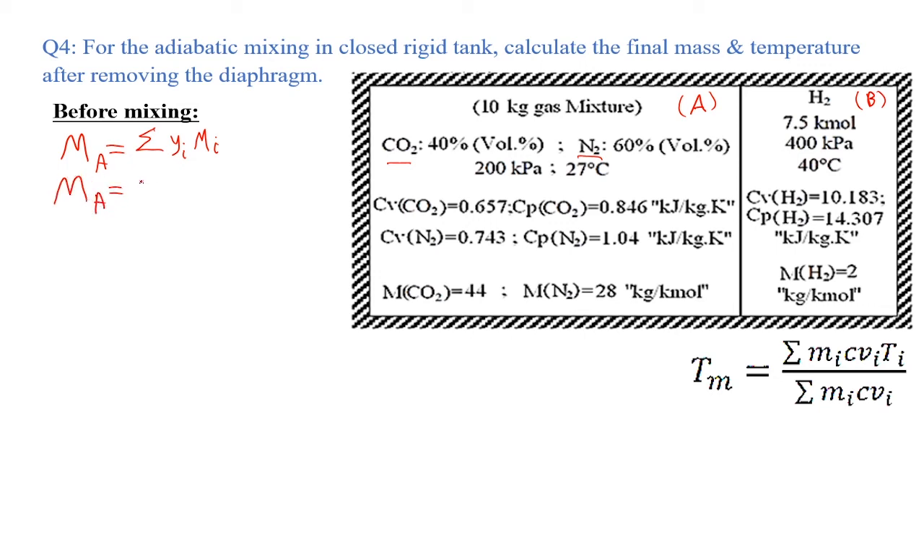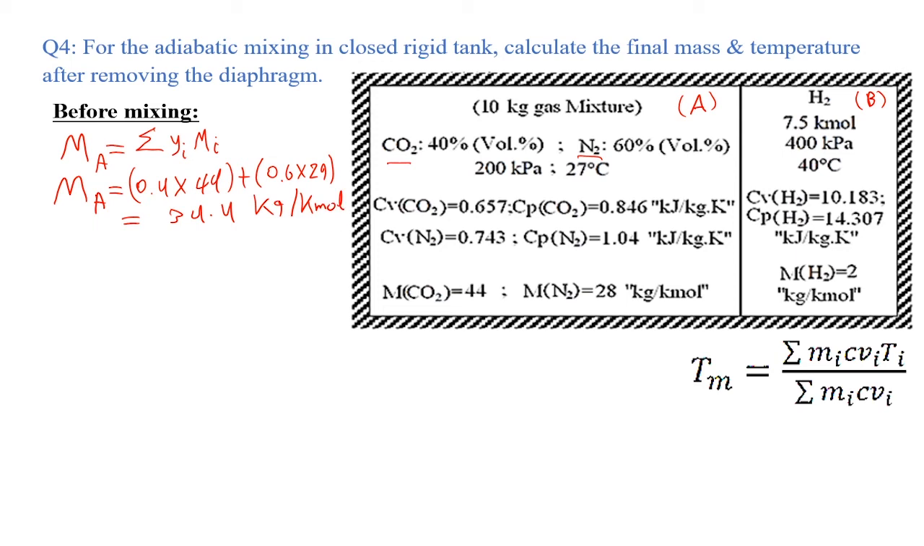The mole fraction for CO2 is 0.4 multiplied by the molar mass of CO2, which is 44, plus the mole fraction for nitrogen, which is 0.6, multiplied by the molar mass for nitrogen, which is 28. So the molar mass of the mixture is 34.4 kilogram per kilomole.